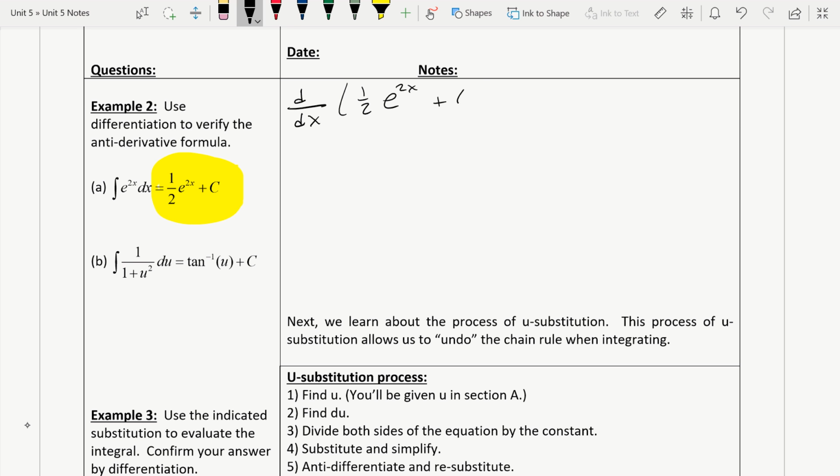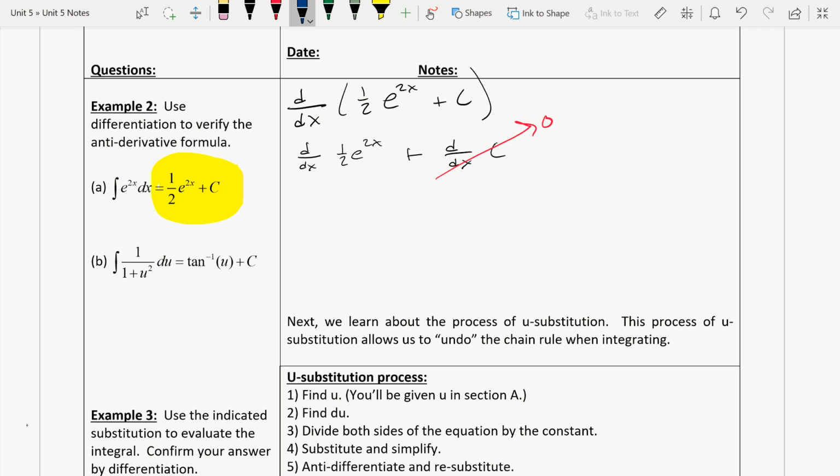Well, remember, you can split derivatives along addition or subtraction, so that's really the derivative with respect to x of 1/2 e to the 2x plus the derivative of the constant. And the derivative of any constant is 0, right? I don't care if it's 1, 10, 11/17, pi, whatever. The derivative of a constant is 0. So all I have to focus on is deriving this first piece.